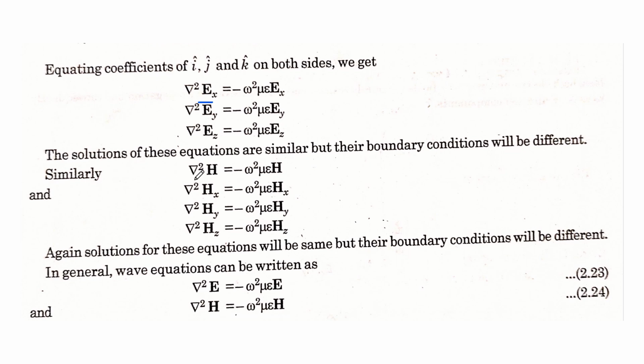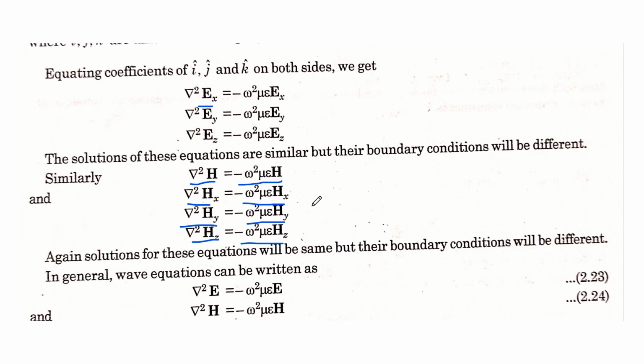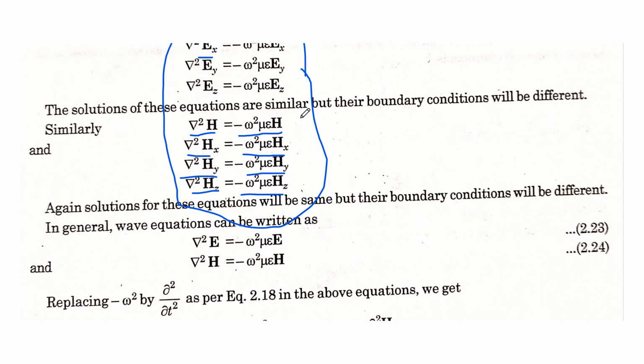So we can write the magnetic field vectors are del square H bar is equal to minus omega square mu epsilon H bar. So del square Hx is equal to minus omega square mu epsilon Hx. Del square Hy is equal to minus omega square mu epsilon Hy, and del square Hz is equal to minus omega square mu epsilon Hz. Okay, and this is about the field vectors or the wave equations in x, y and z direction.